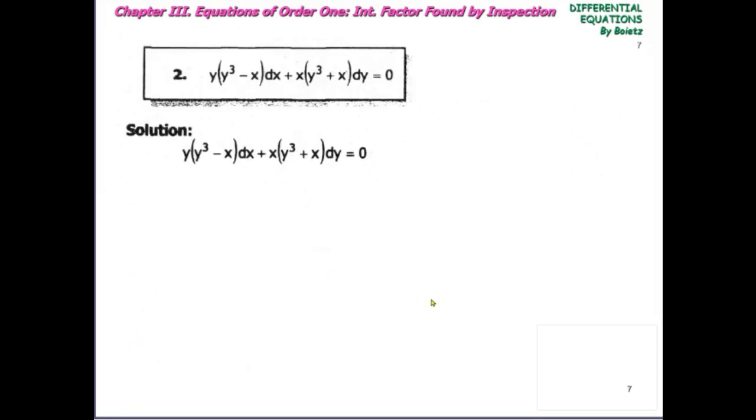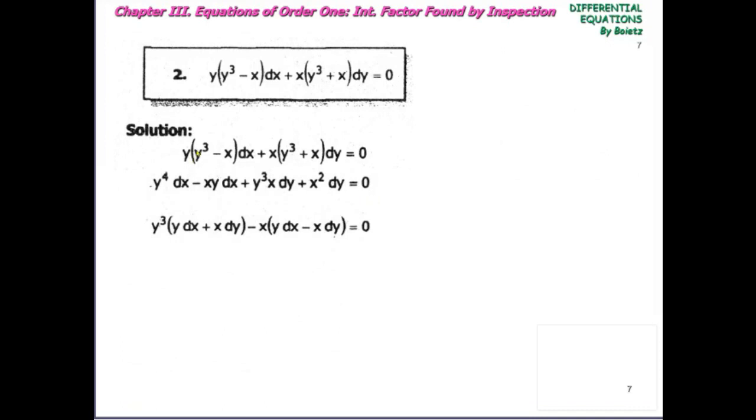Then last, I think this one is the last problem. So y squared minus x dx plus x quantity y cubed plus x dy. I don't know if it is exact. I'm not sure. Hindi siguro. Hindi, this one is not exact. This is not homogeneous. This is not variable separable. And this one is integrating factor found by inspection. So distribute x to the fourth dx minus xy dx plus y cubed x dy plus x squared dy.